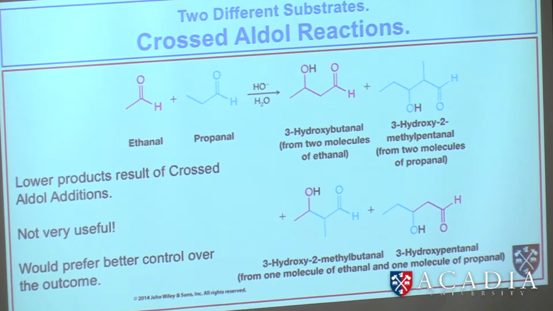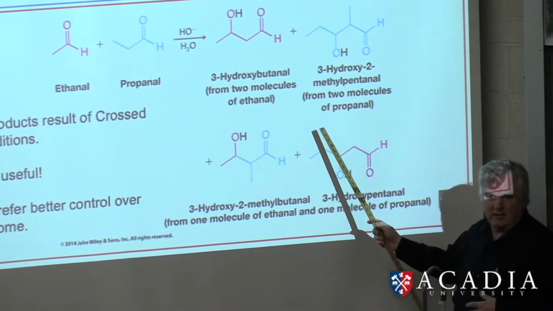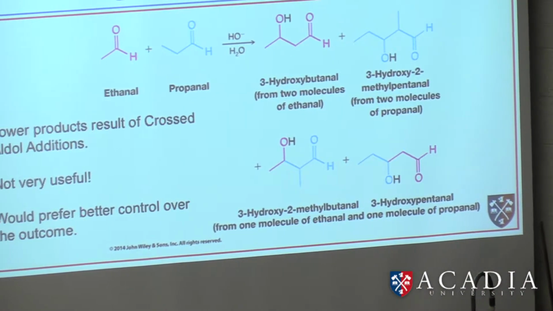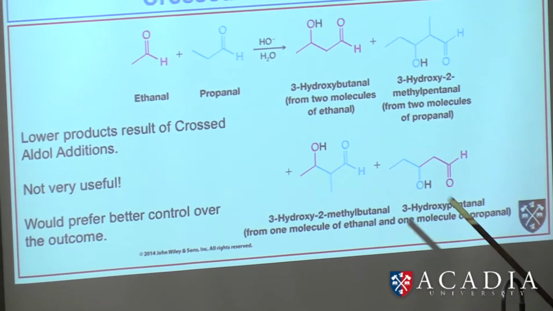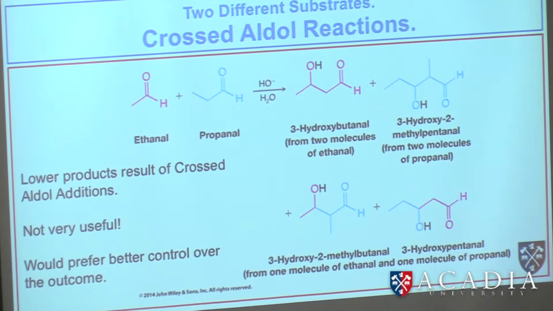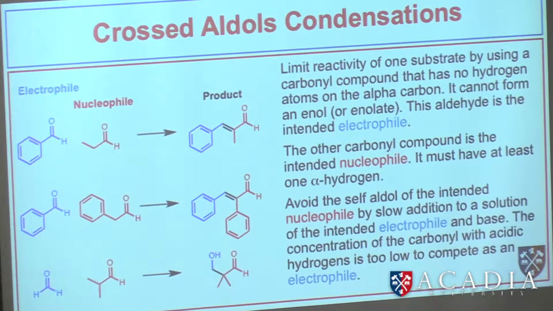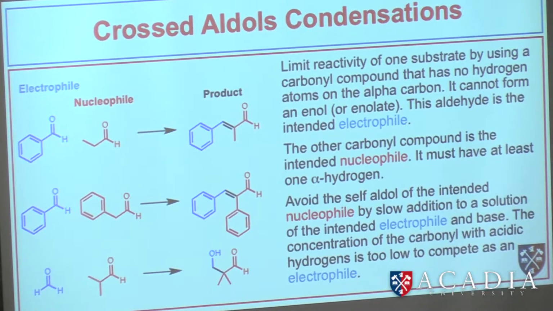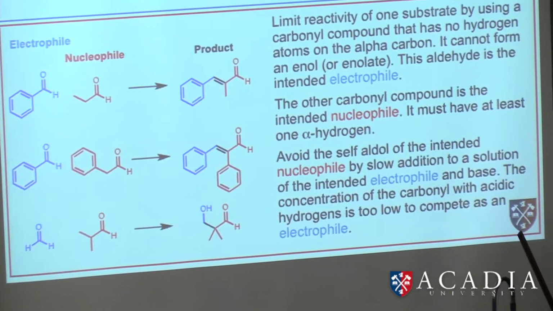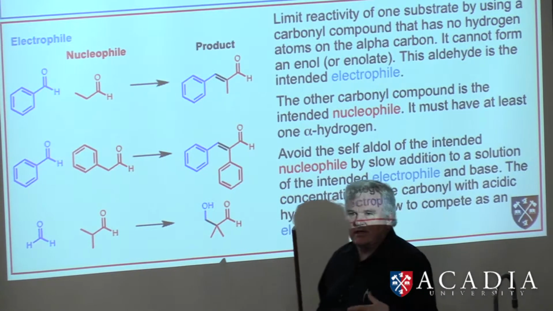Now, the first thing you should be saying when you're thinking chemistry is that's not very useful, right? We don't want reactions that give us 4 different products and make us have to separate them somehow. That's really a pain. So what we want to do is set things up so that we don't get 4 different products. We want to make it useful. We can make useful cross-aldol condensation reactions by setting up our conditions in a particular way.